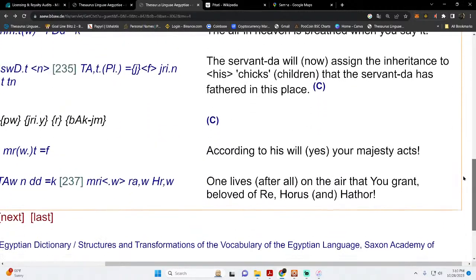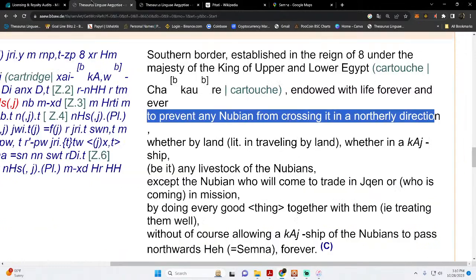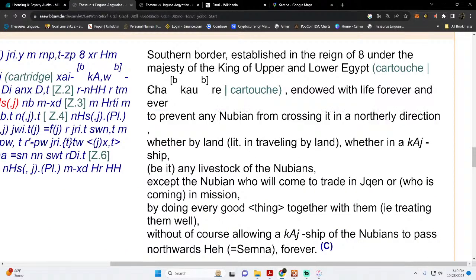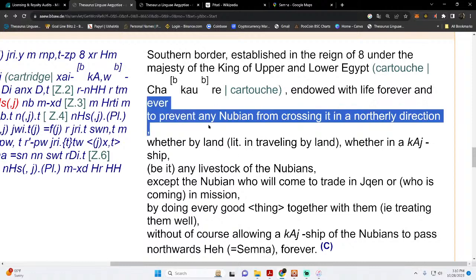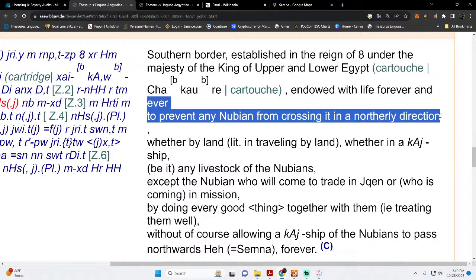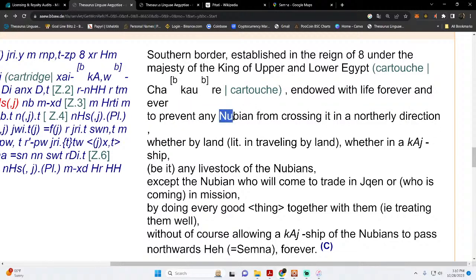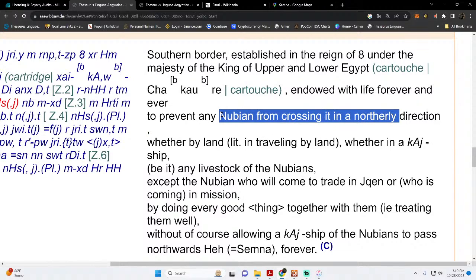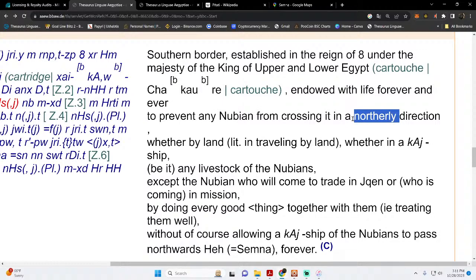Let me get back to that. Is this a different text? Hold on. Yeah. Endowed with life forever, to prevent any Nubian from crossing in a northern direction. Now, why when they found Nehesi in juxtaposition to north, they translated it as southerner in the other instances? Because of that data. Because you found a term that could mean southerner opposite a term that means northern.